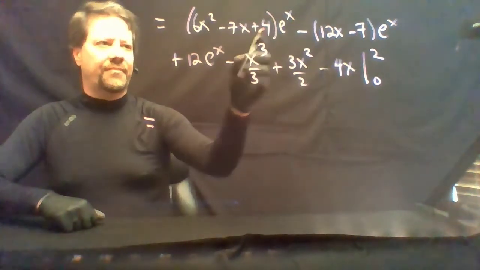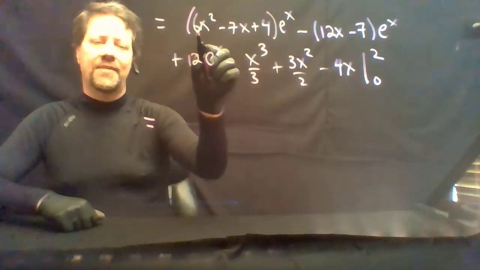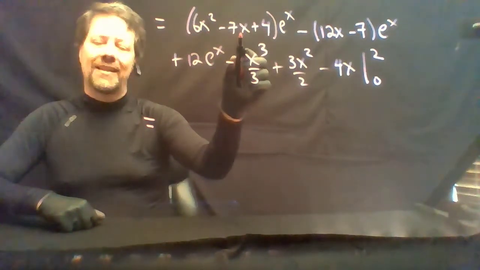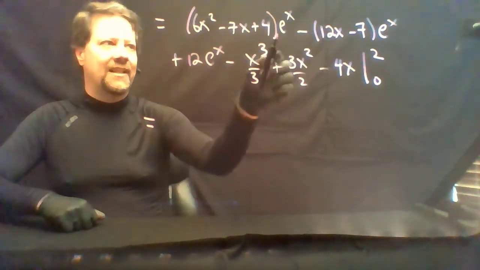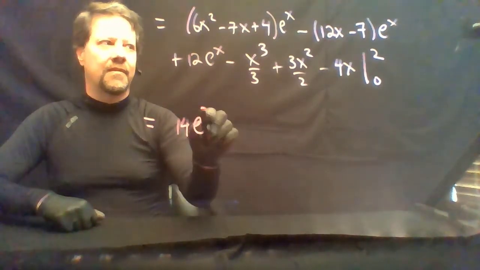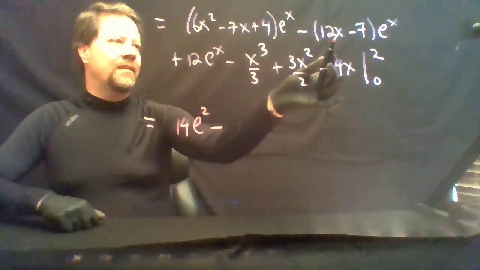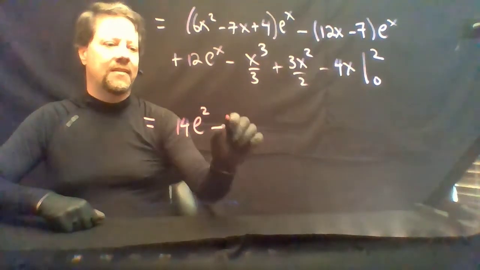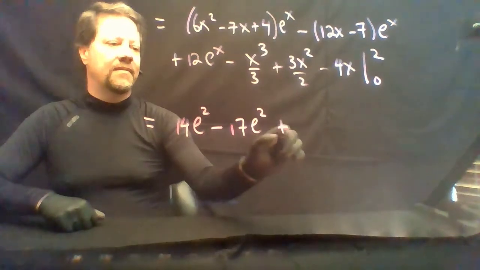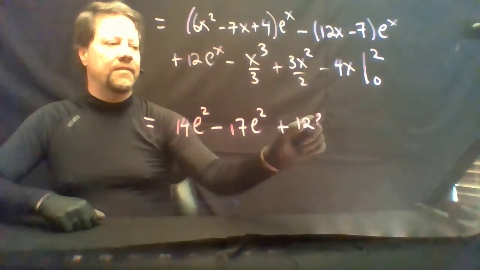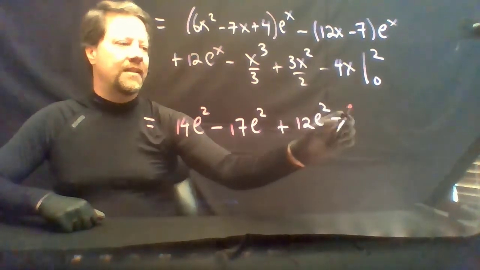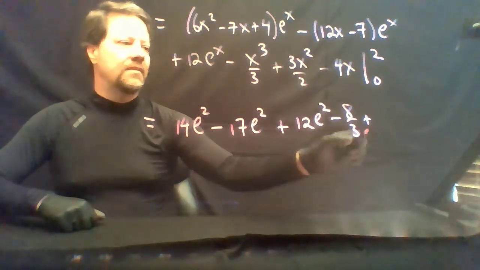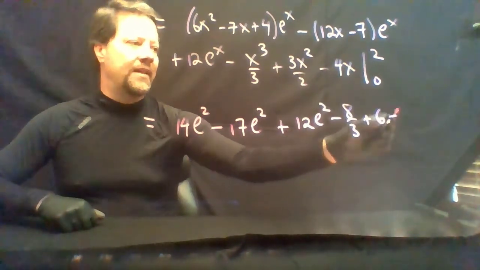Plugging in 2, we'll have 2 squared is 4 times 6 is 24. 24 and 4 is 28, but we're subtracting 14. So that gives you 14e squared. Minus 24 minus 7 is 17, minus 17e squared, plus 12e squared, minus 8 thirds, 2 squared is 4, divided by 2 is 2, times 3 is 6, minus 8.